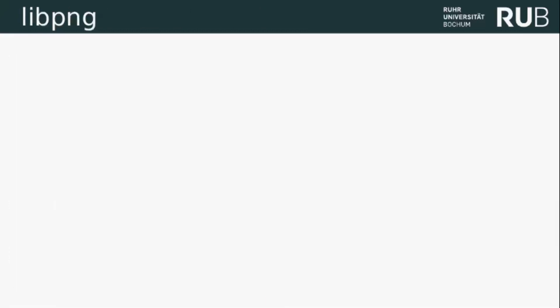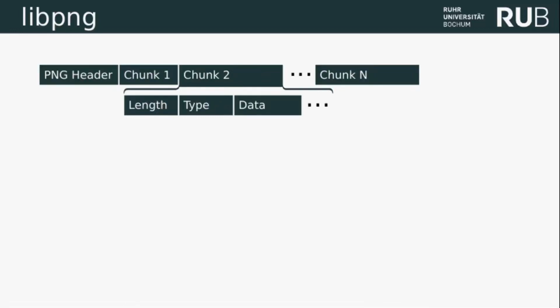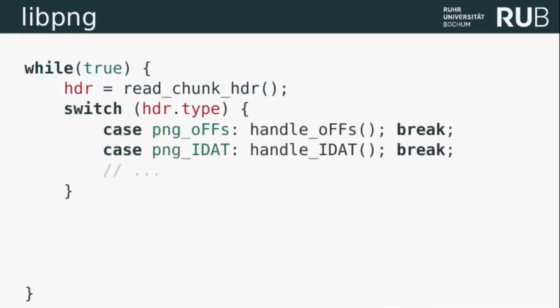Let's have a look at a concrete example. In this case, we're looking at libpng and a specific bug that was previously found by another fuzzer using a precise specification of the PNG file format. A PNG file consists of a general PNG header and then a list of chunks. Each chunk consists of a length field, a type, and then some data. libpng contains a loop that basically iterates over all chunk headers and handles each individual chunk.